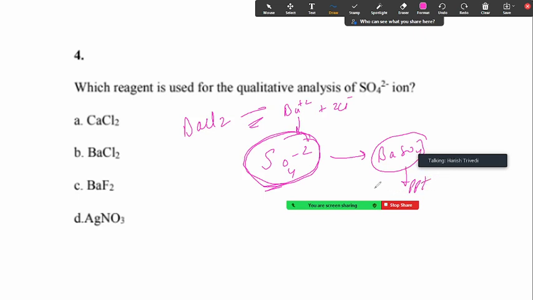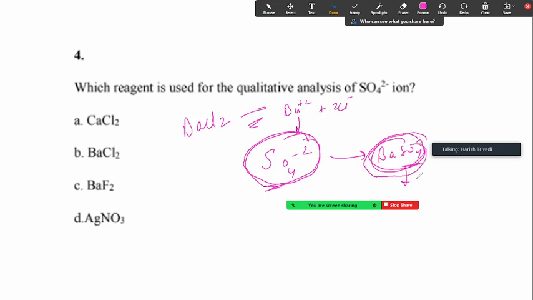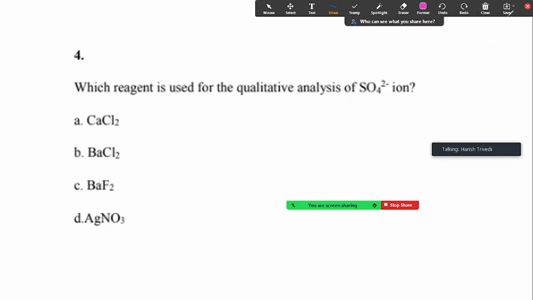We will get a white precipitate of barium sulfate, and this white precipitate can confirm that sulfate is present. You can weigh this barium sulfate and also calculate how much sulfate is present. It can also be calculated by some instruments, like UV spectroscopy and the like. So it can be done in this way.